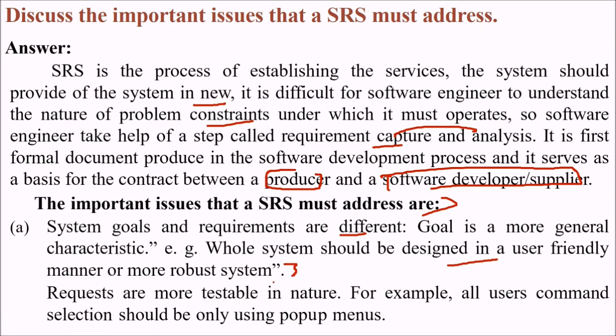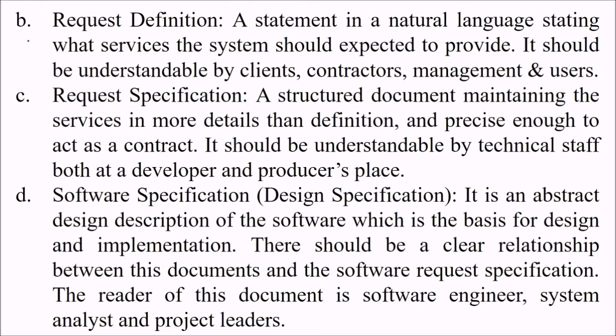What does it mean? Robust systems are more testable in nature. For example, all user command selection should be only using a pop-up menu. So this is good. It can address various other things like requirement definition: a statement in natural language stating what services the system is expected to provide, and it should be understandable by the clients, contractors, management, and users. So you can make use cases here. You can use the UML diagram, that is, use case, here.